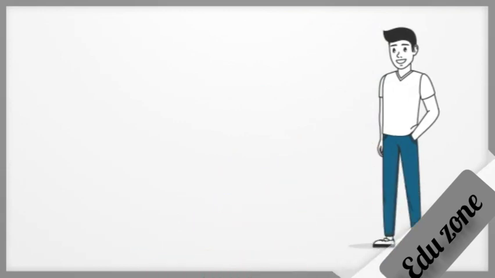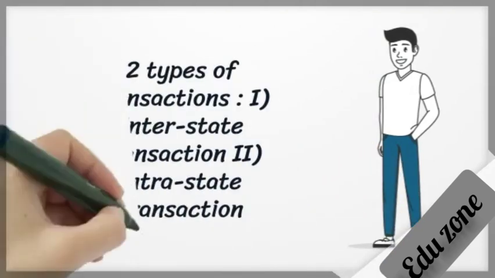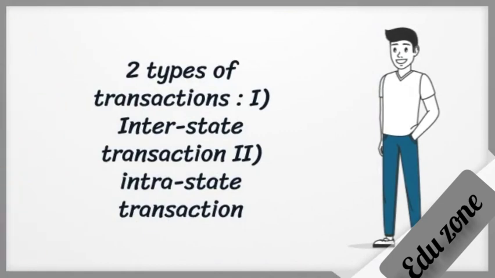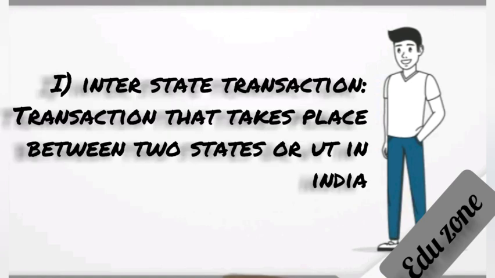We shall study first about transactions. There are 2 types of transactions. For example, when a person in Ranchi, Jharkhand, sends his goods or services to a person in Kanpur, UP, then it is a transaction in which 2 states are involved. Therefore, this transaction is different from one which takes place only in one state, for example Jharkhand, from Ranchi to Jamshedpur. So transactions are of 2 types.